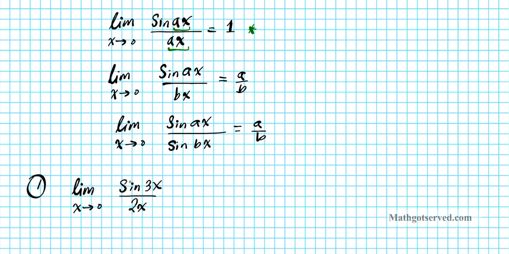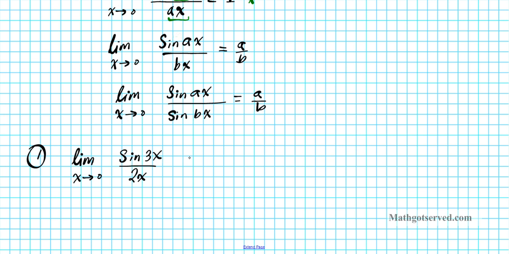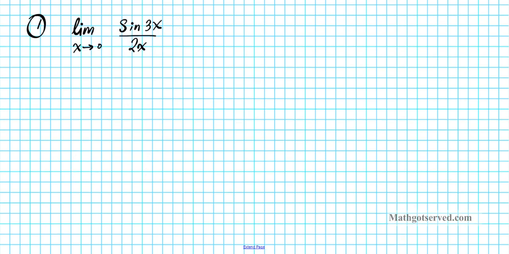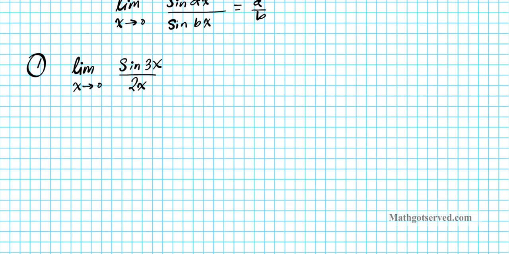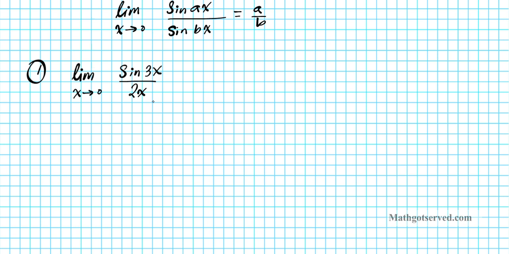But you cannot directly apply the sandwich theorem here, because the argument of sine, 3x, is different from the denominator. So we have to do some work here. Even though we know that the answer is 3 over 2, let me show you that it is in fact 3 over 2. The task is to get the argument of the sine identical with the denominator. So how do we do that?